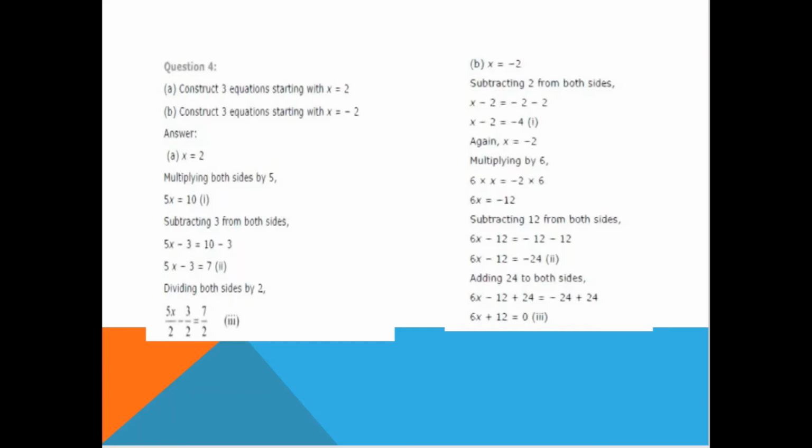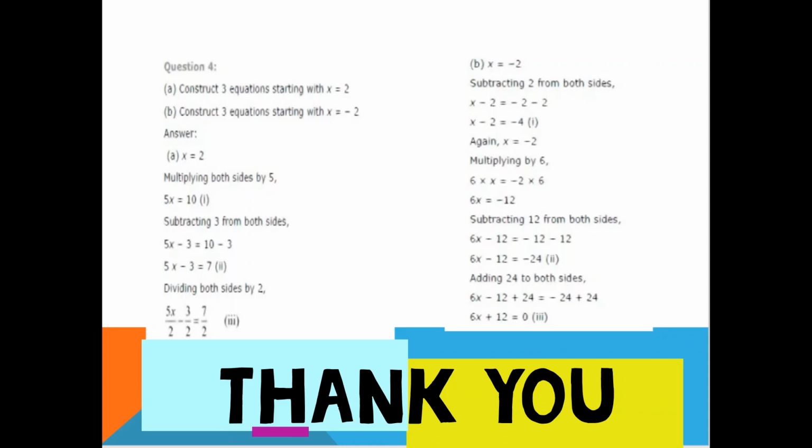Subtracting 3 from both the sides, 5x minus 3 equal to 10 minus 3, means 5x minus 3 is equal to 7. So dividing both the sides by 2, that is 5x by 2 minus 3 by 2 is equal to 7 by 2. So I have put here 1, 2 and 3. These are the three equations. So in the same way you can construct equations on your own, and you can try for B part for framing the equation. There can be many answers of this equation.